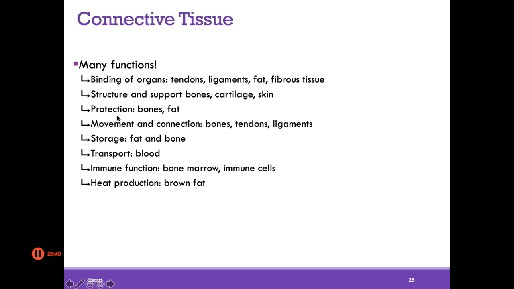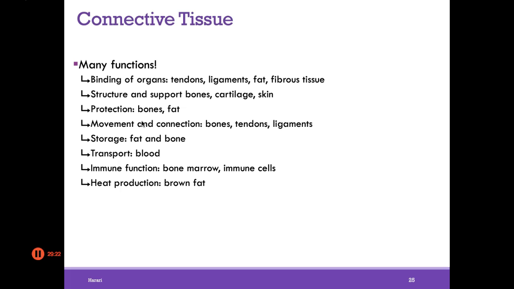Connective tissue helps us with protection. So bones, like our ribs, protect our heart and protect our thoracic cavity. Our fat protects the lining of our internal organs, cushions all of our organs so they don't move around a lot or aren't susceptible to damage. Connective tissue is also responsible for movement and connection, right? So bones and the tendons and the ligaments that help us move are connective tissue.